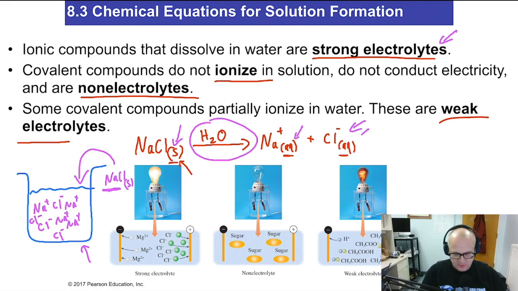This and this, the products, are aqueous and charged. They have charges. This is a strong electrolyte. The parent molecule is not aqueous. The arrow points only to the right. Strong electrolyte.